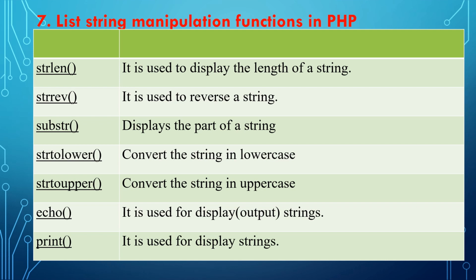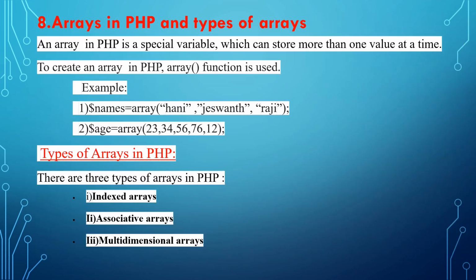String length is one function, string reverse, substring, str to lower, str to upper, echo, and print. String length, the name itself indicates, is used to display the length of a string. String reverse is used to reverse a given string. Substring is used to display a part of a string. Str to lower converts given string to lower. Str to upper converts given string to upper. Echo and print, both are used to display multiple strings. So these are some of the manipulation functions in PHP.